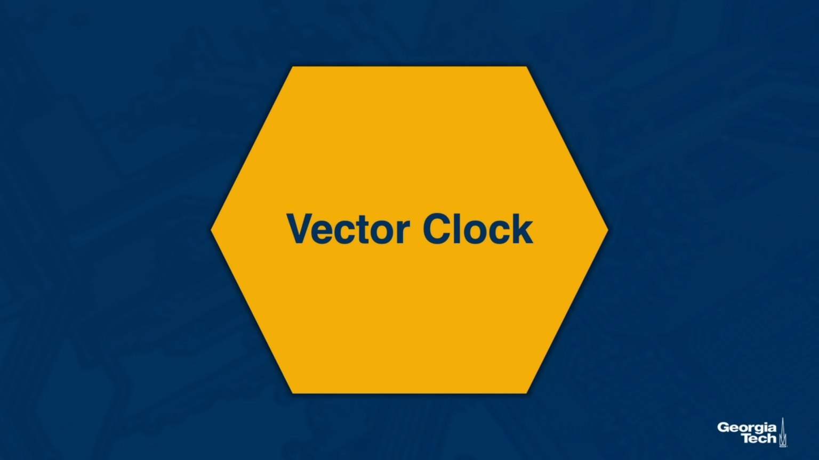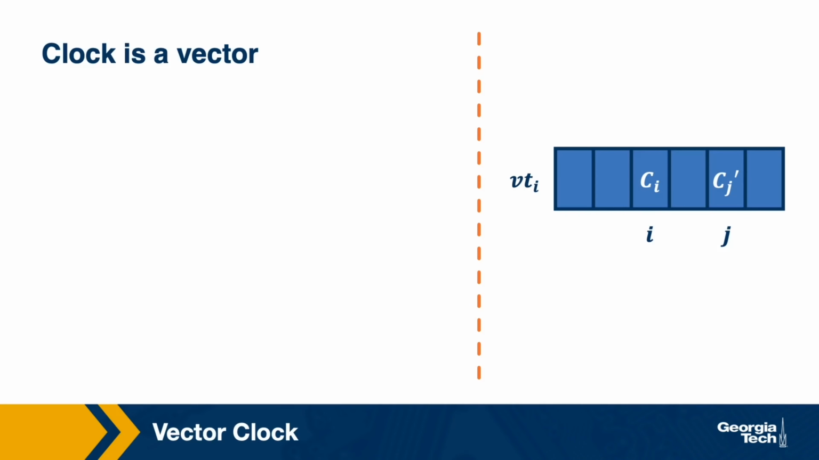Lamport clocks are simple to use, but it's unfortunate that they do not provide the strong clock consistency and that we have to introduce these random tiebreakers. Can we do better? One example of a more powerful, though also more complex clock is the vector clock. As the name suggests, the clock is not a single scalar element, but rather a vector of scalars. The dimensionality of the vector is proportional to the number of nodes in the system. So in terms of size overheads, the clock has a size overhead of O of n, where n is the number of nodes in the system. This is in contrast to the constant size O of 1 for the scalar clock.